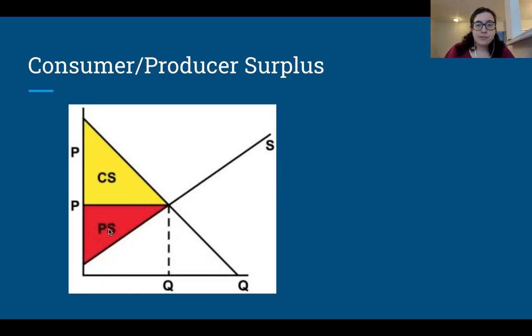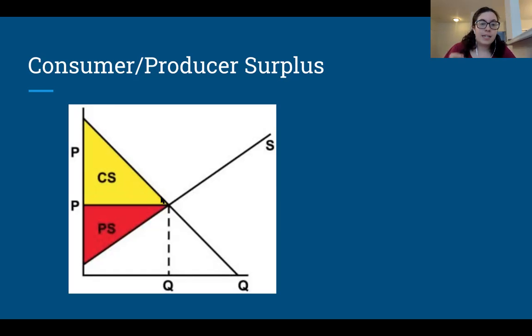So the difference between what a company is willing to make an item for versus what it's charging, which is what this is. The difference between here, where they're willing to make it, and what they're charging is the producer surplus. It's the extra happiness, if you will, the extra money that the producer gets. And similar for the consumer.